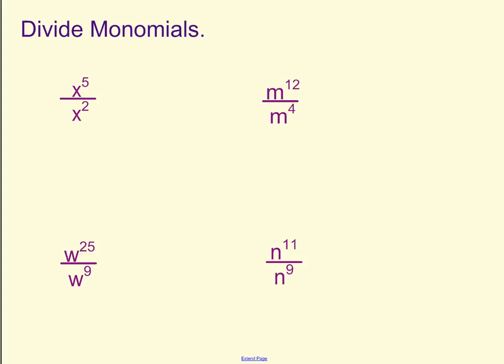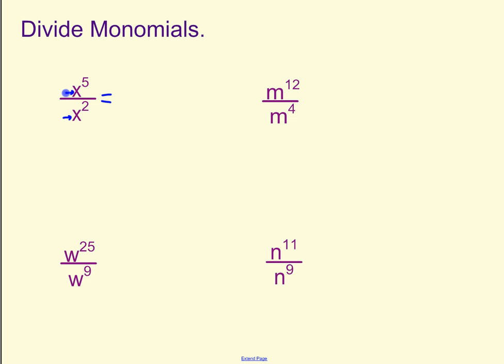So who's excited to divide some monomials? Alright, so we have a property that we learned about in class about dividing monomials. When you divide the same base, so if you look at this first example, we have a base of x and we're dividing it by another x. So we have a property that tells us we can shortcut through this.